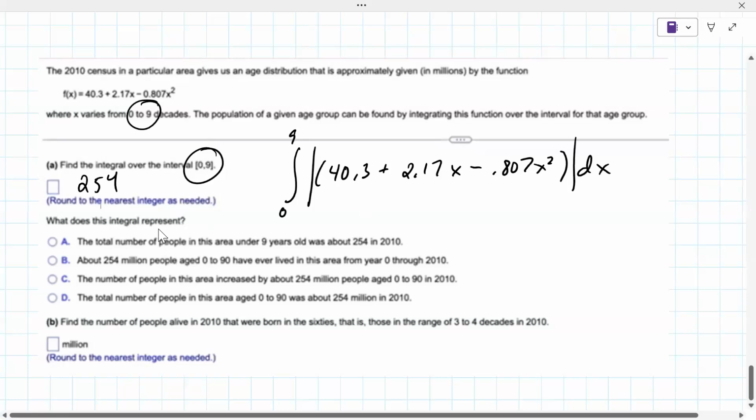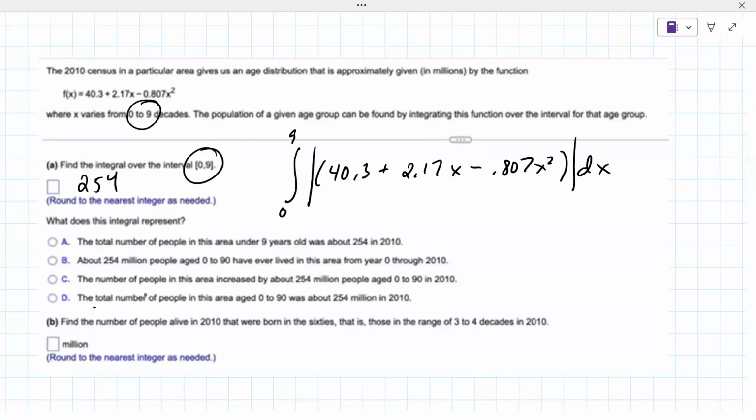It says, what does it represent? About 254. So it's going to be about 254 million, age 0 to 90, age distribution. The integral gives you the total number of people 0 to 90, which is about 254 million.